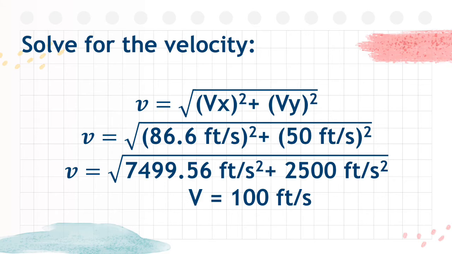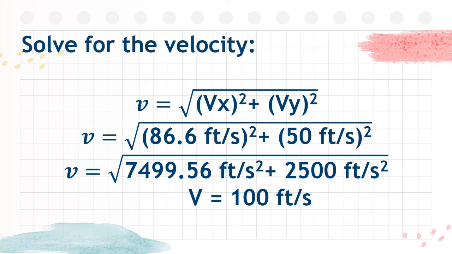To check if the identified values of the horizontal and vertical components are correct, let's solve for the velocity. To solve for the velocity, we are going to use the formula v is equal to the square root of v sub x raised to 2 plus v sub y raised to 2. Since we already identified the values of the vertical and horizontal components, we are just going to substitute them into our equation. Hence, v is equal to the square root of 86.6 feet per second raised to 2 plus 50 feet per second raised to 2.